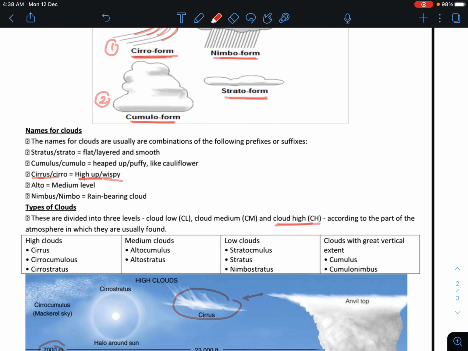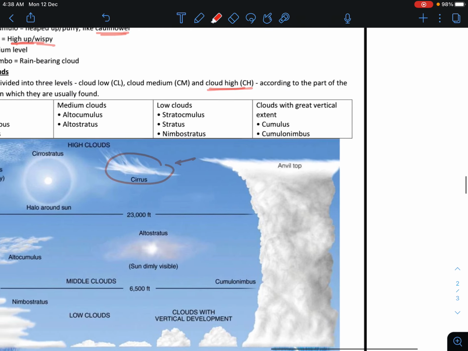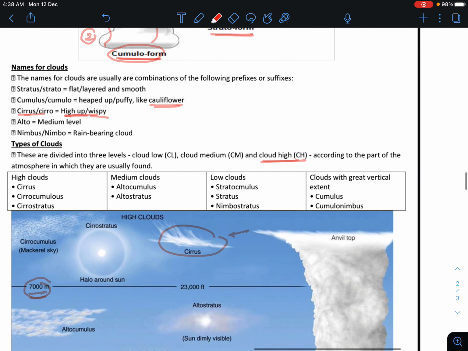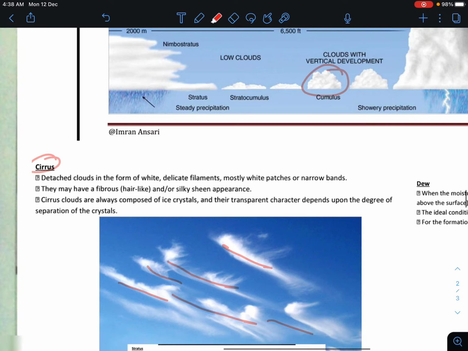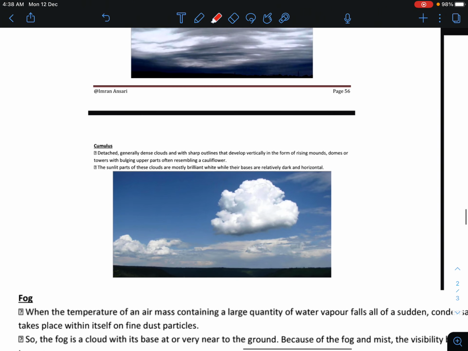Cumulo form looks like a cauliflower. Just remember cumulo, indicated by Cu. This is actually a cumulo, and it is looking like a cauliflower. So remember this one, cauliflower.